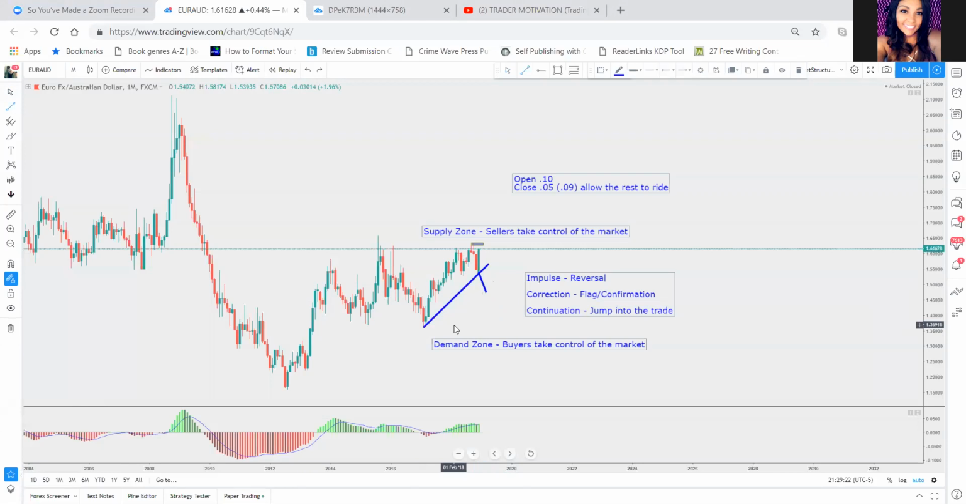So it's basically a guideline. It doesn't control the market at all, but it just gives us a guideline to see where the market is going. All right. So we have our monthly trend line.